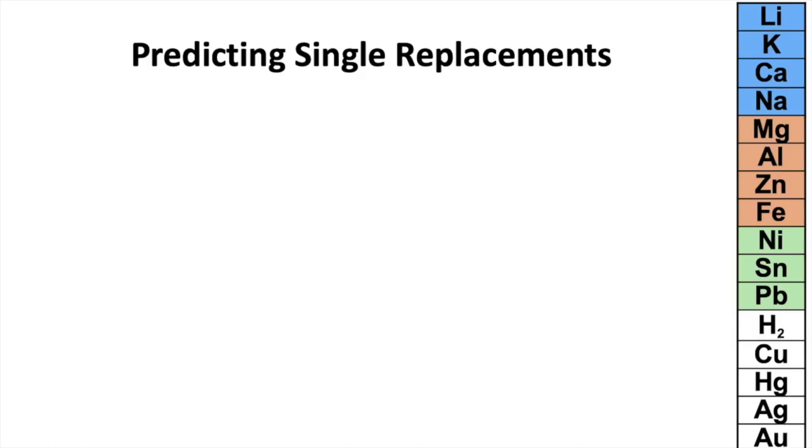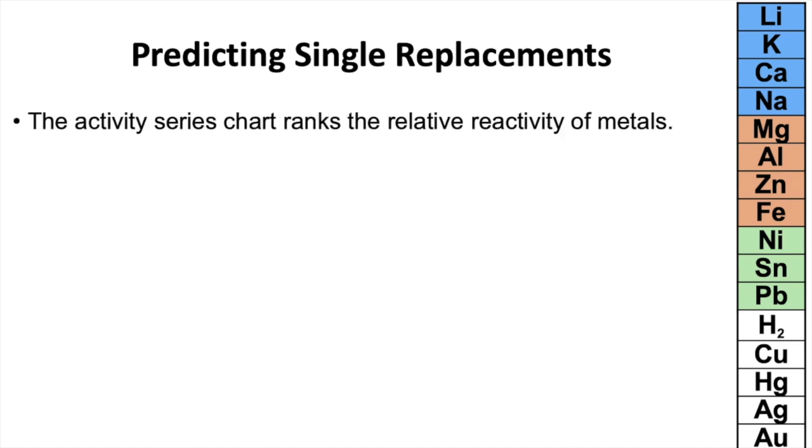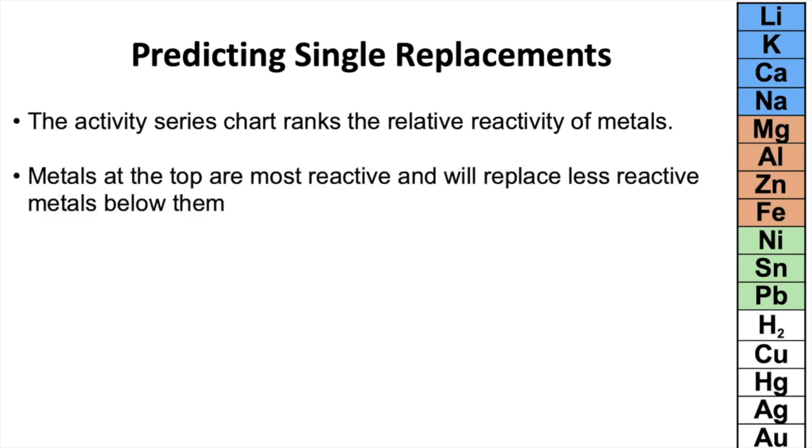Next, we need to talk about single replacement reactions. And single replacement reactions is where you will need your activity series. It's one of the sheets that you are given in class. The activity series is a chart that ranks the relative reactivity of different metals. And the metals at the top are the most reactive and will be able to replace metals below them in a single replacement reaction. So let's look at some examples here.